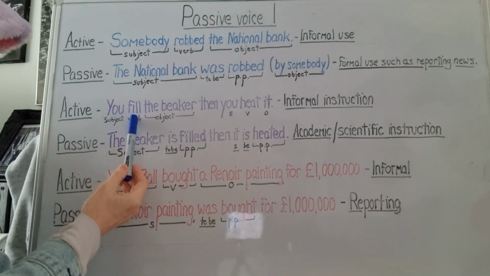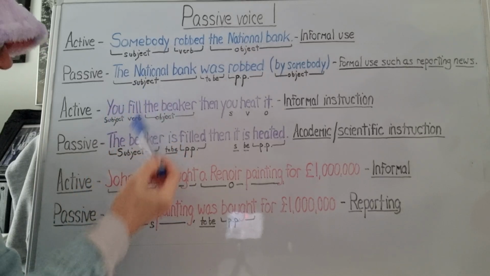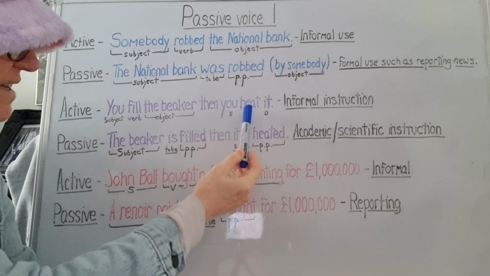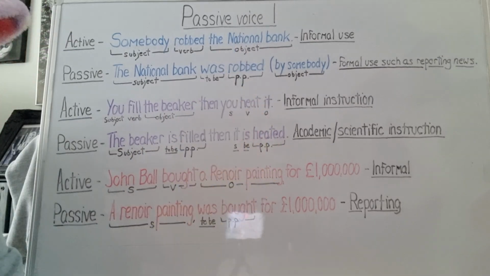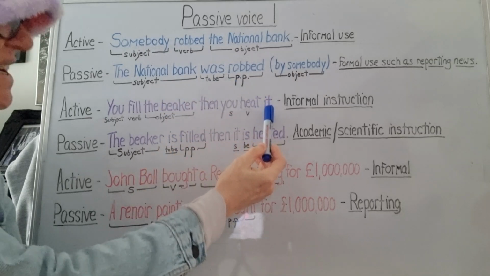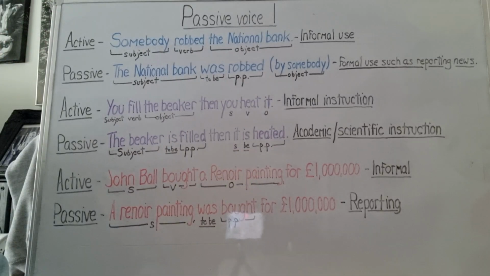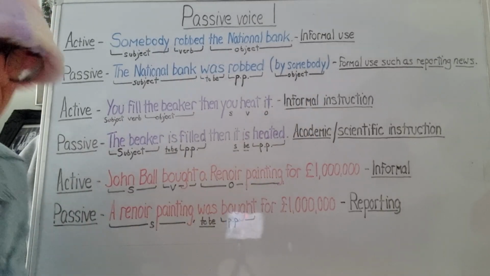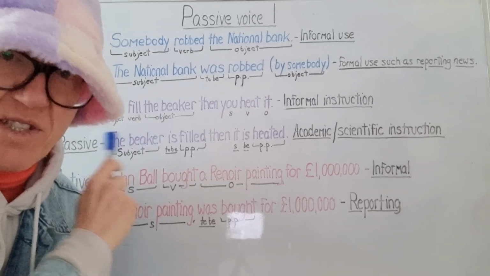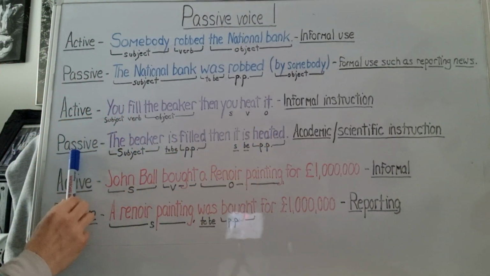Subject, you, verb, fill, the object, the beaker. You fill the beaker. Then you, subject, heat, verb, it, object. It being the beaker, because we've already mentioned it, so we use it this time instead of repeating the beaker. But that's informal. If you're reading a science book or an education book, you don't see sentences like that. You see sentences like this, passive voice.